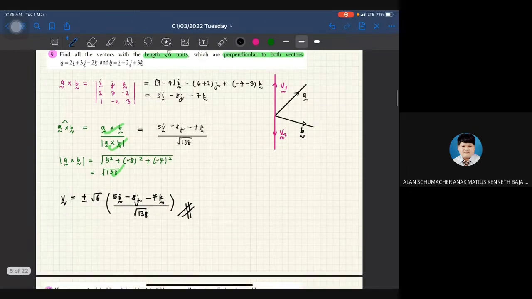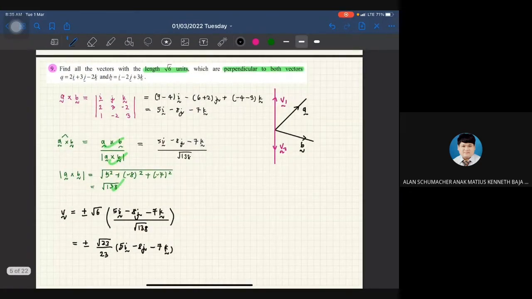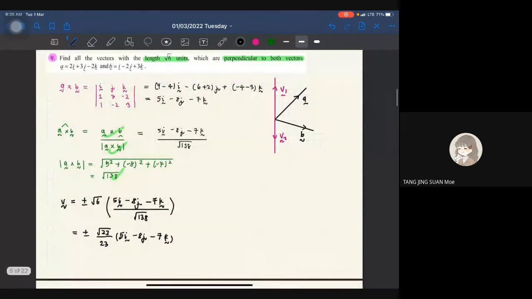Okay, so kalau awak tekan calculator, dia akan simplifykan terus, dapat square root 138 over 138 darab dengan 5i minus 8j minus 7k. This one. Okay. Ini sahaja jawapan untuk nombor 9. Semua orang okey ke? Okay. Alright, that's it for number 9.